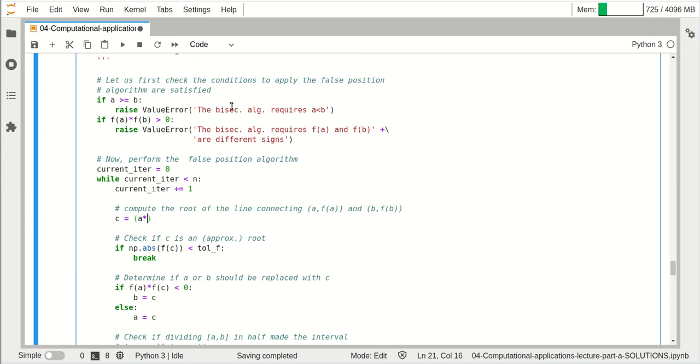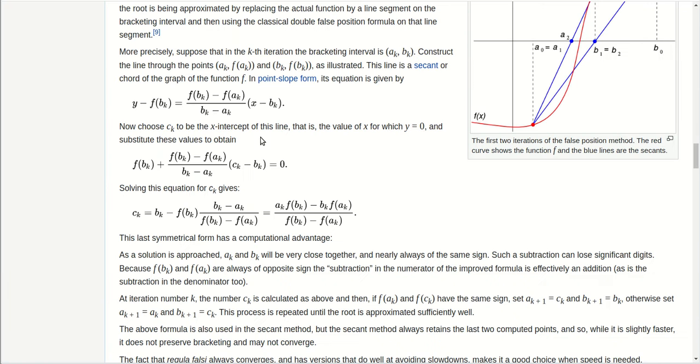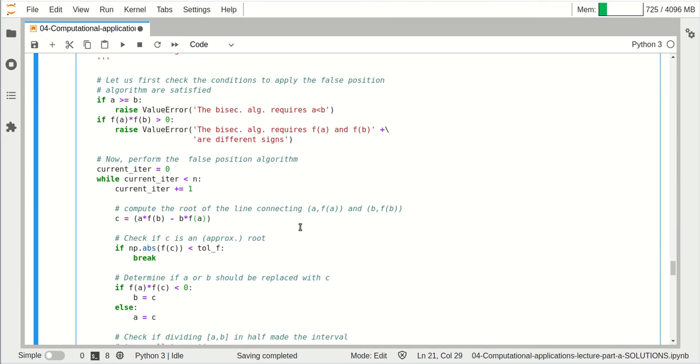A times f of B, minus B times f of A, and then divided by f of B minus f of A. So then we'll divide by the denominator f of B minus f of A. Just pay attention to the parentheses, which are needed here in order to group these operations: that whole numerator divided by that whole denominator.